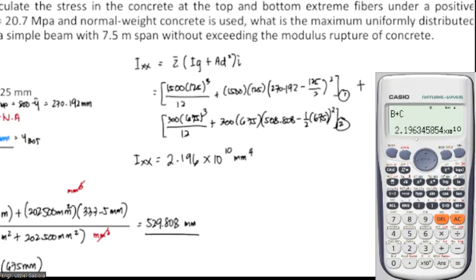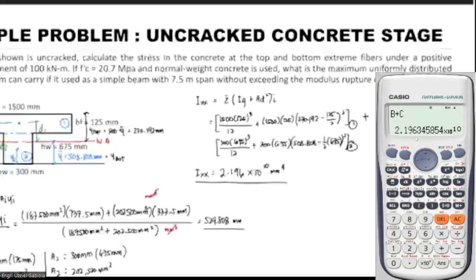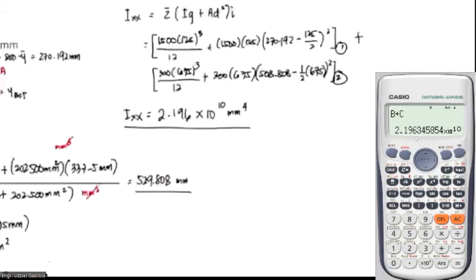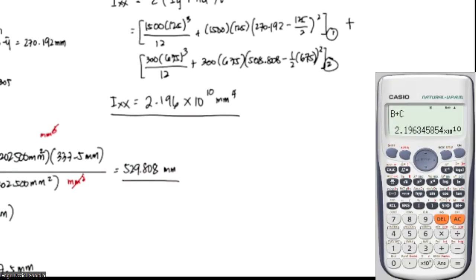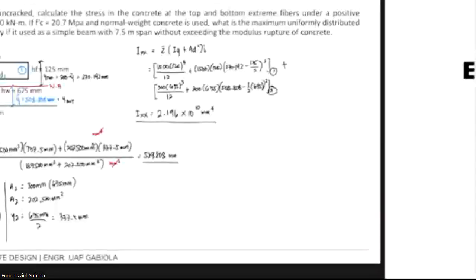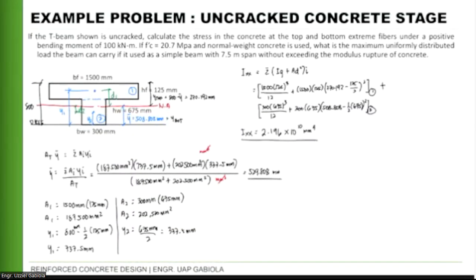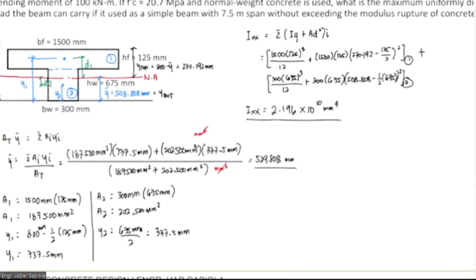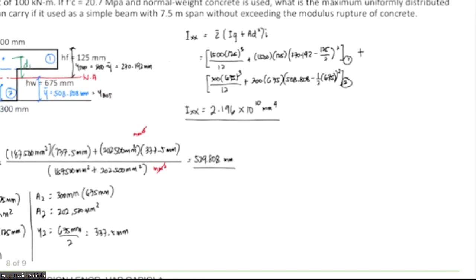mm to the 4th. Okay, so that is our inertia. Okay, so now that we have our inertia, I think we can now calculate the value of our stresses. Okay, so we have now inertia and the distances from the neutral axis of the extreme fibers. So we now can get the value of F top and F bottom.